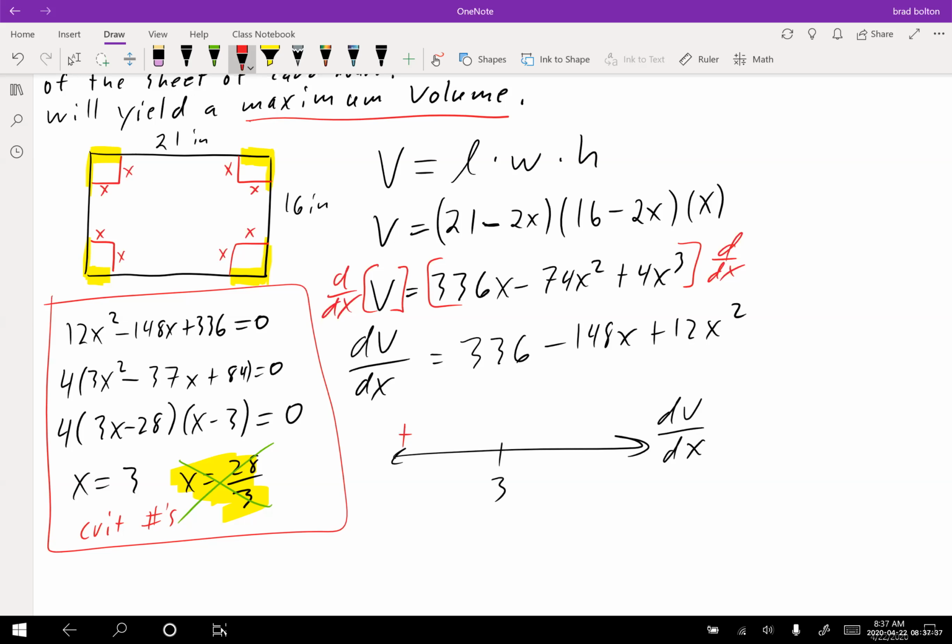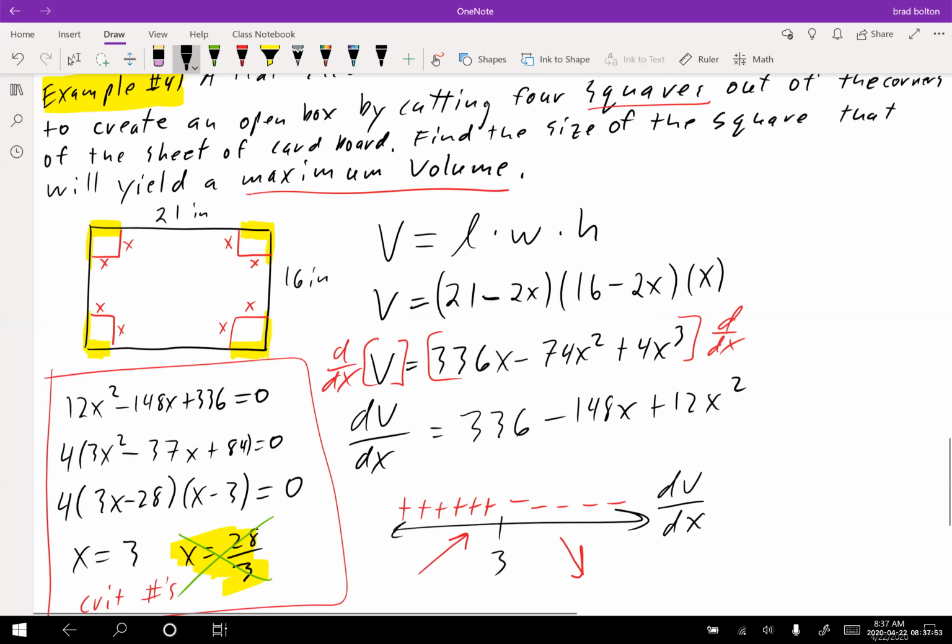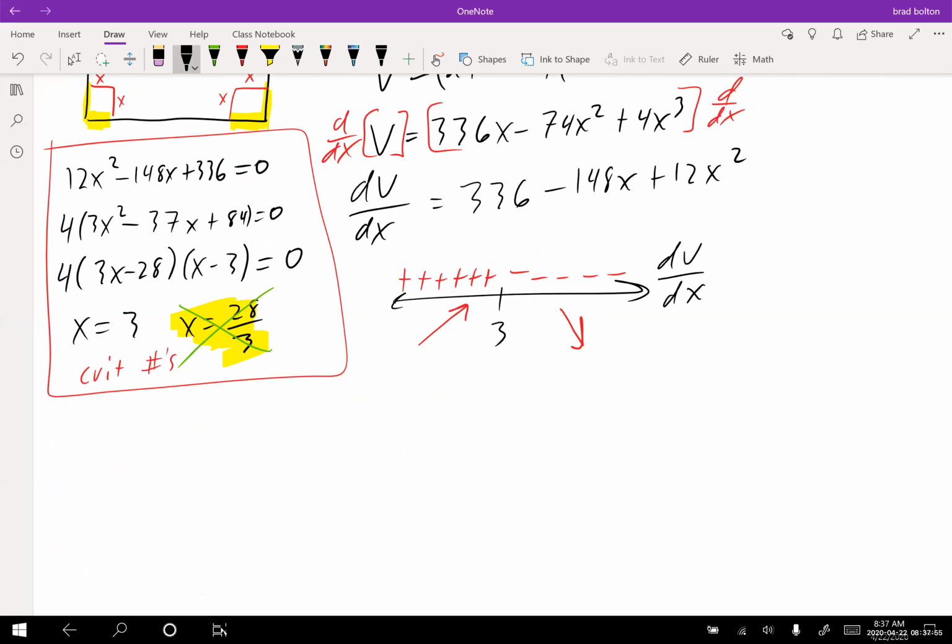So this becomes plus, plus, plus, plus, plus. Now when I plug a 4 in there, I get a positive and a negative. So that's going to be a negative, negative, negative. That means we're going from increasing to decreasing, and that creates a maximum. Okay. Well, that's good, because what was the problem asking for? Maximum volume. So we know that x equals 3 is our max.